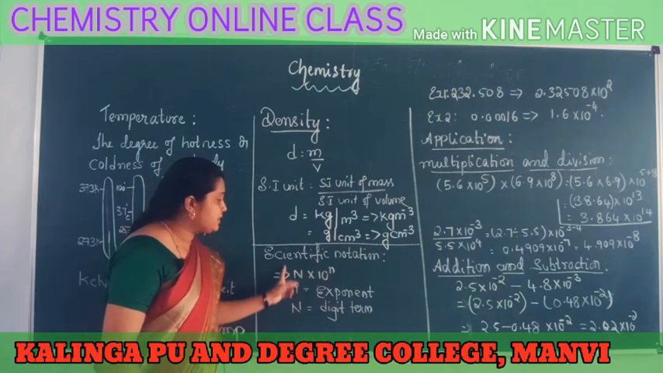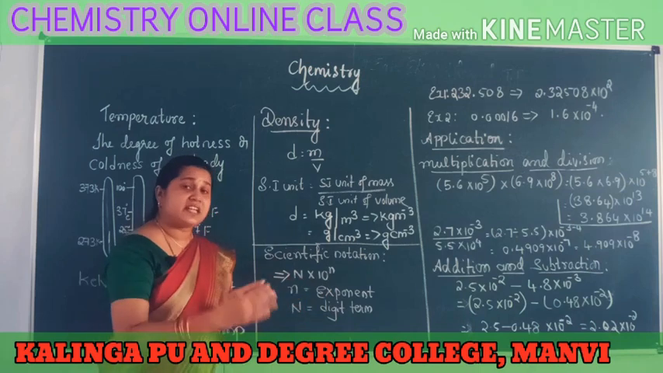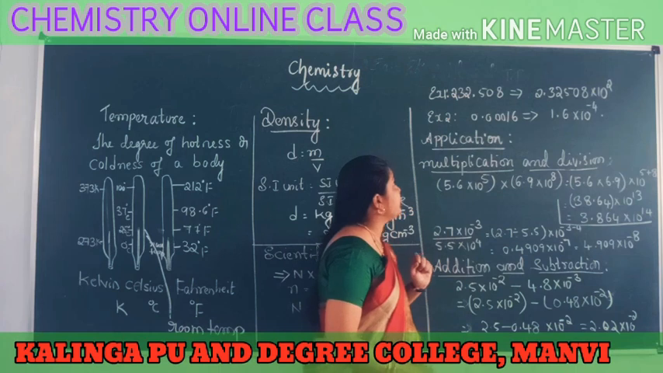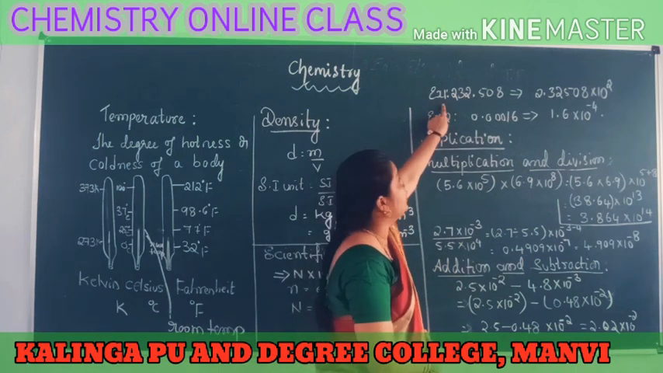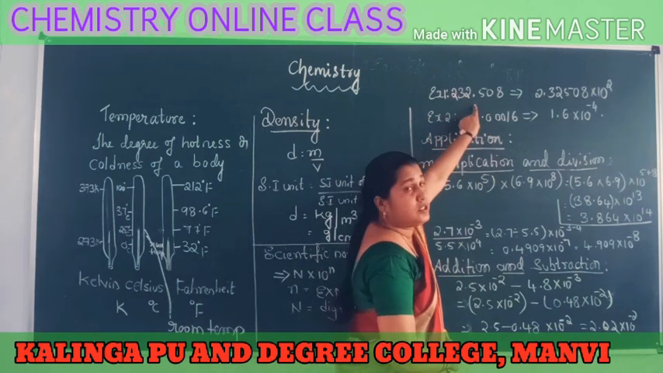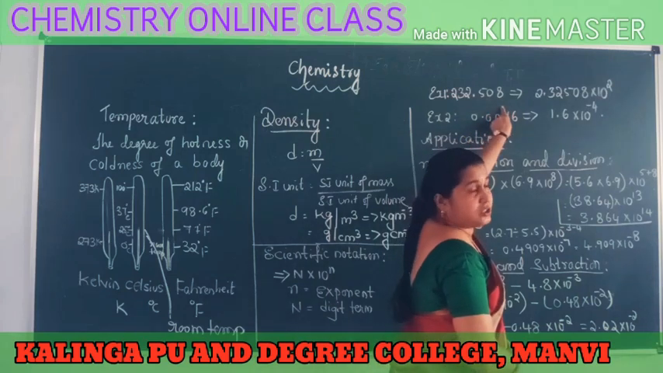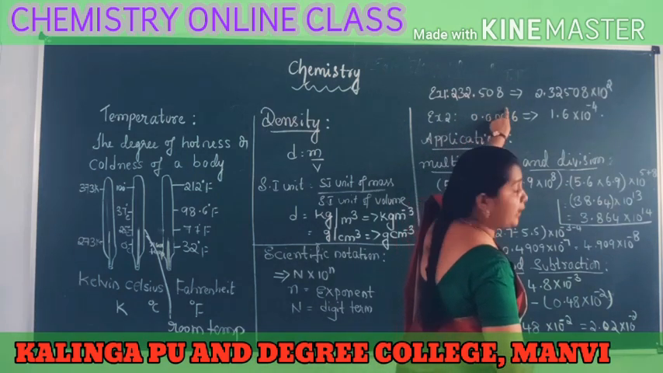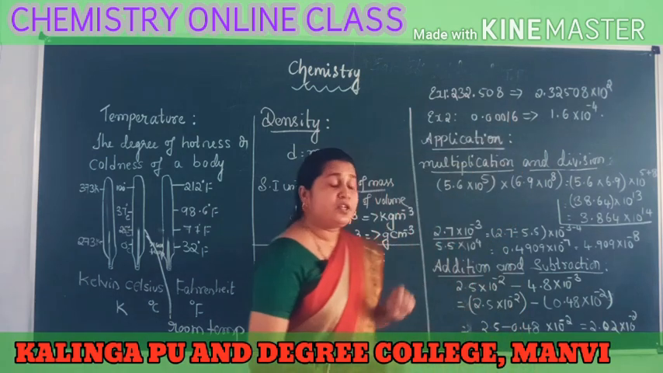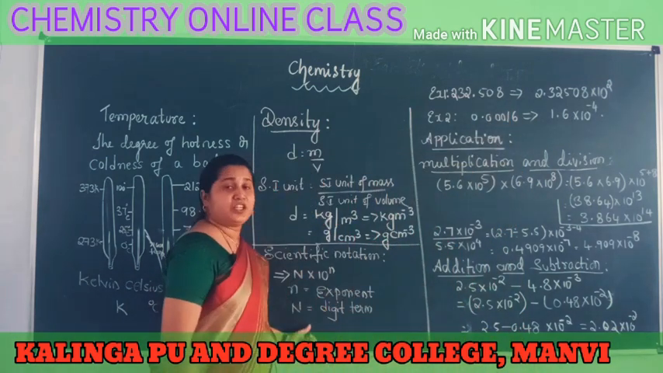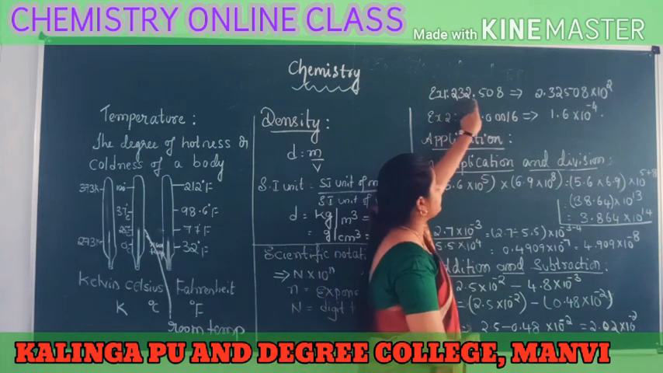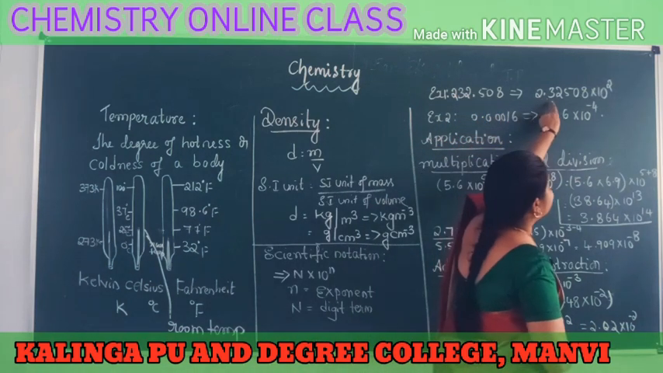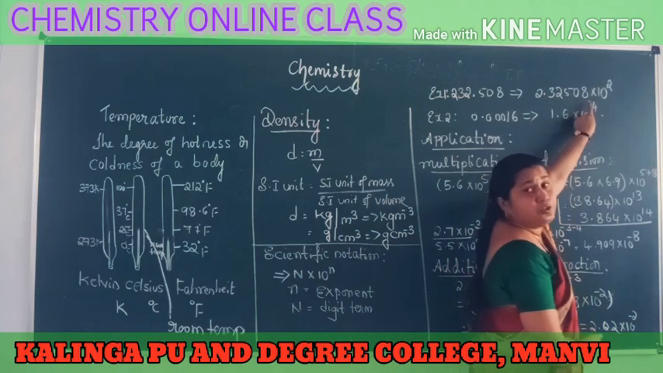232.508 is there. So this one, when you want to write in scientific notation form, we have written it as 2.32508 into 10 power 2. So this is capital N, this is small n, that is capital N. N stands for digit term. What is the digit term here? 2.32508 is called a digit form. Okay, digit form capital N into 10.